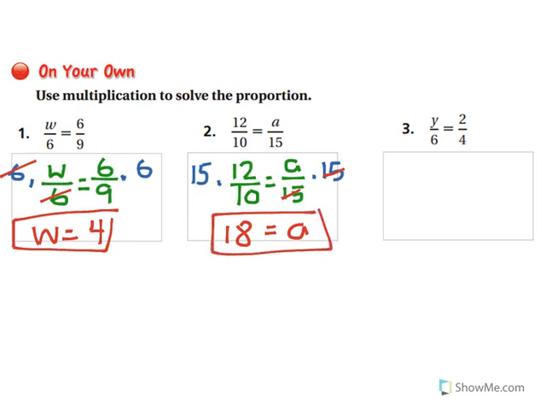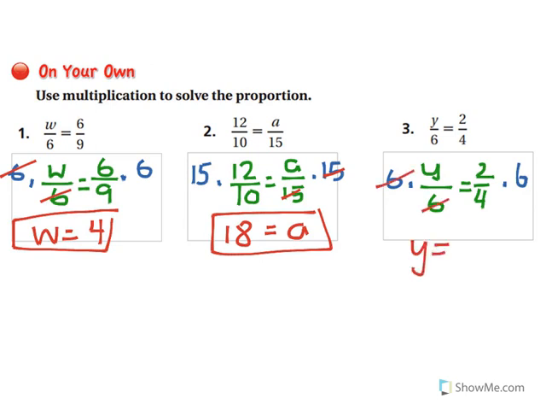I'm going to show you the other way, in case you prefer doing it the other way, as far as when multiplying. Again, I don't care which way you do it. You can either use your calculator like I did for 1 and 2, or for number 3, you can do it this way. We have y over 6 equals 2 over 4. And we can multiply both sides by 6. Again, the easy part, canceling out these 6's, leaving us with a y.